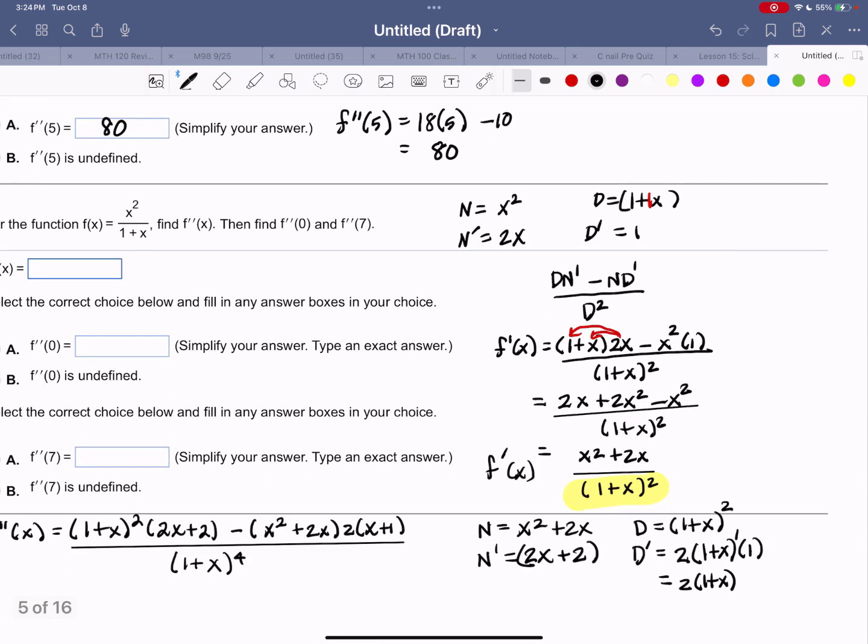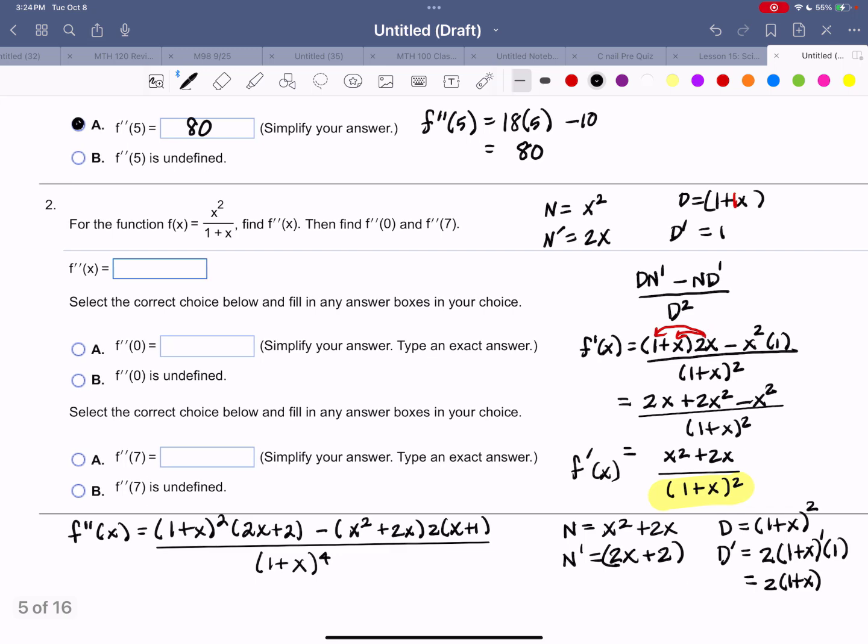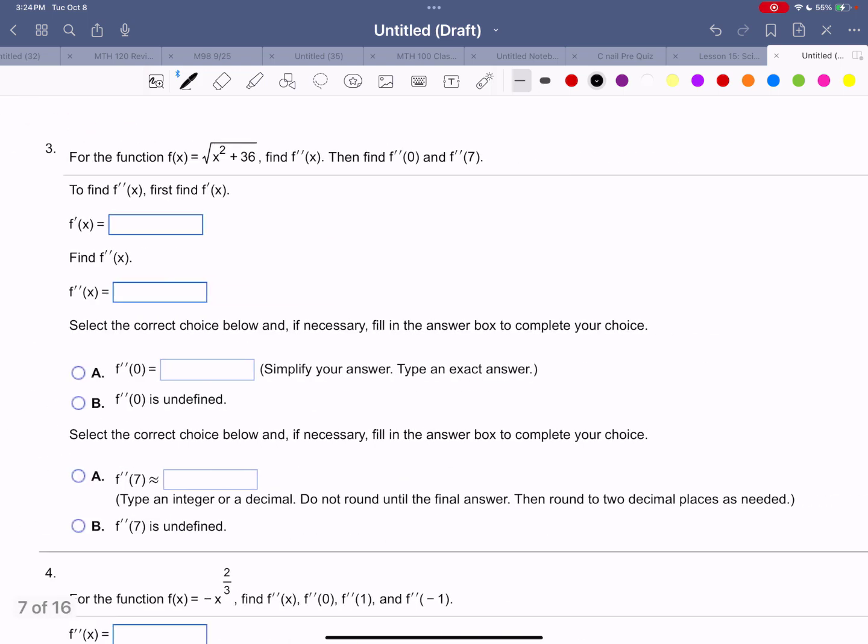So our answers for this one was, we got 2 over 1 plus x cubed here. F double prime of 0, we got 2, and F double prime of 7, we got 1 over 256. And I really should just be saying the second derivative, but it's a habit, and you can say it also as long as you know that double prime means second derivative. All right, let's try another one.